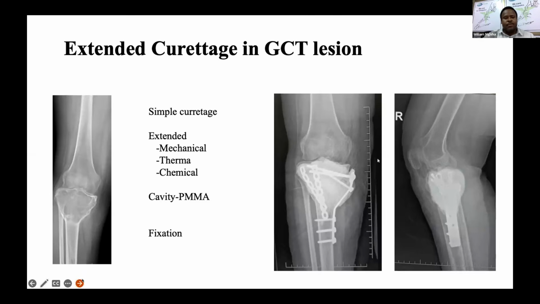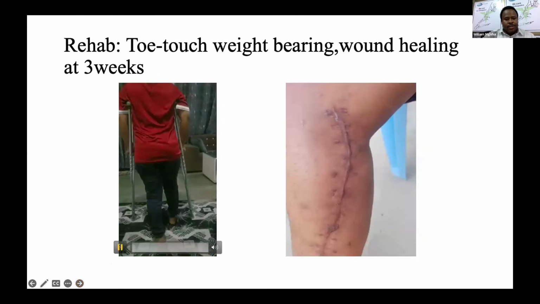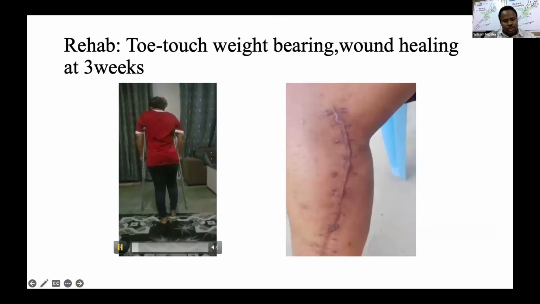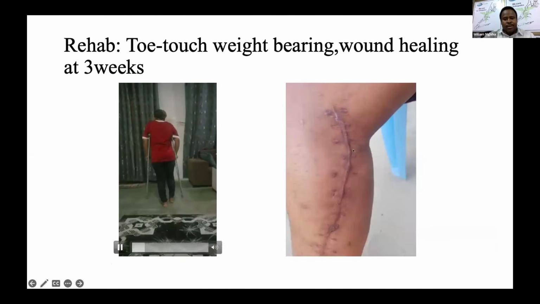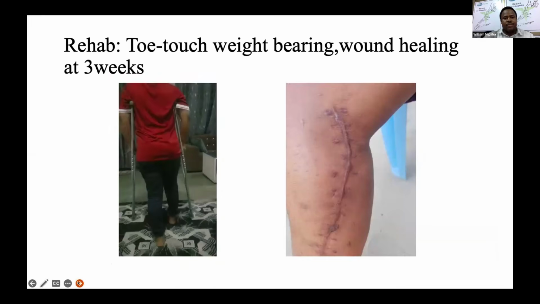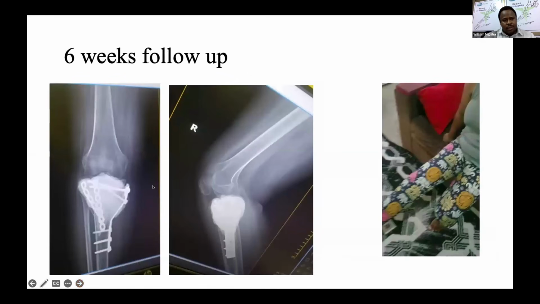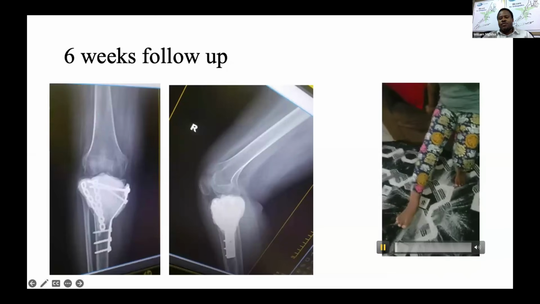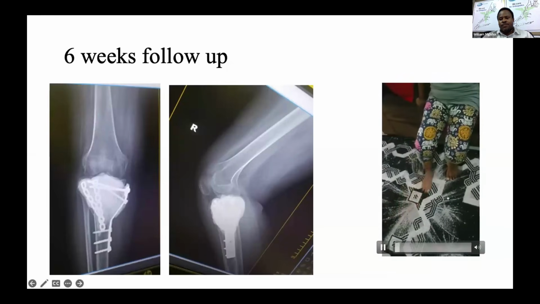So this is what we did. And on rehabilitation, you would see we kept on toe touch weight bearing, and the incision healed eventually at 3 weeks. And as I saw her on the 6 weeks follow-up, the subarticular surface was almost healing. The tumor was not going to the joint as much, and she could flex the knee to more than 100 degrees now.